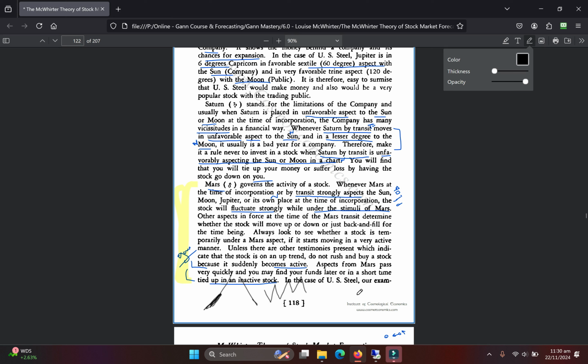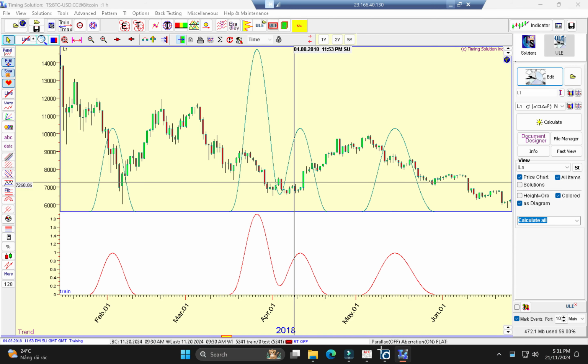So what we're looking for here is, now we're going to apply this theory, and we're going to be trying to figure out what the stock or what the market is doing and if it's actually under the activeness of Mars at the time of this transit. So I've actually just got this up in Timing Solutions, okay?